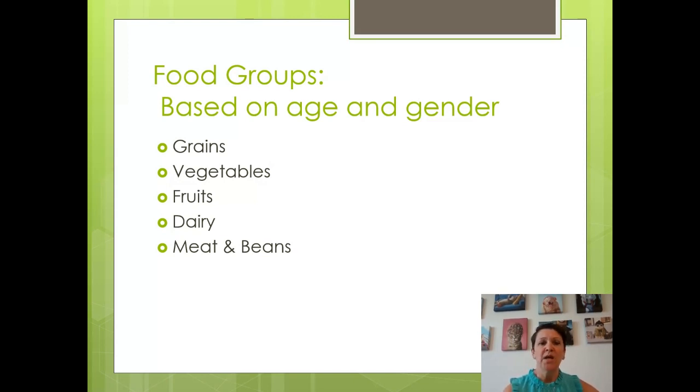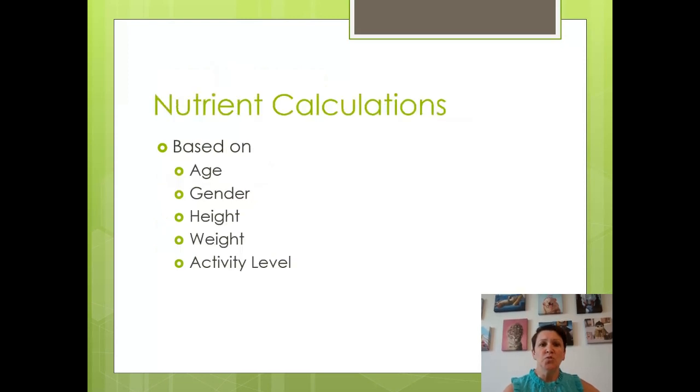That is the breakdown. And when you get into your nutrient calculations, it is based on your age, gender, height, weight, and activity level. So obviously, young kids need more food, like more calories, than an older adult who has slowed down and their activity level is not as high. Or you're looking at a bodybuilder versus someone who is sedentary. So again, take all of those factors into consideration when you're working on your nutrient calculations.